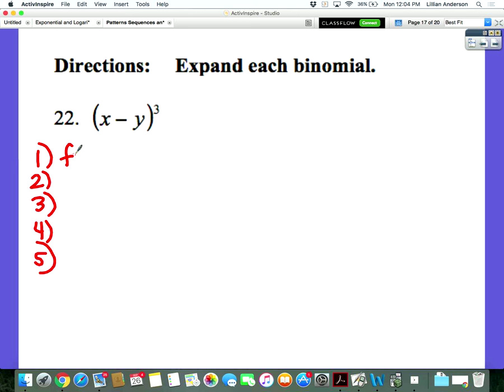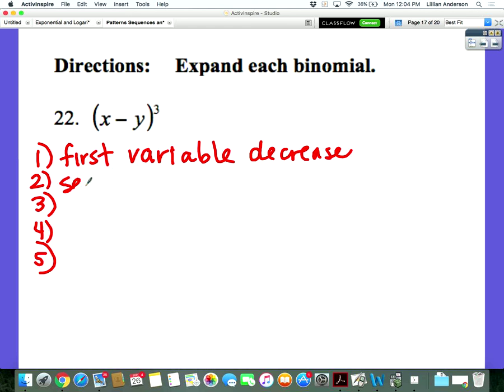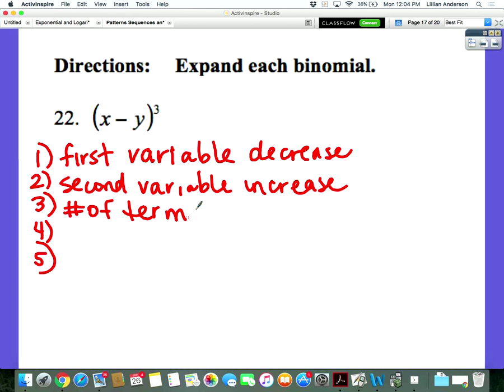Your first variable, in this case x, is going to decrease. Its exponent is going to decrease while the second variable does what? It's going to increase. These are ways to double check to make sure that you didn't mess anything up. Your number of terms is always what? Does anybody remember? When you expand this, your number of terms is always 1 more than the power.